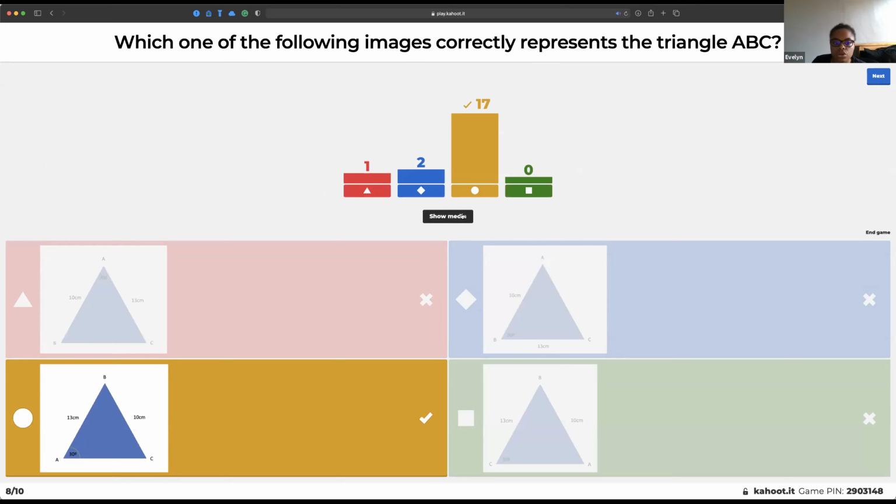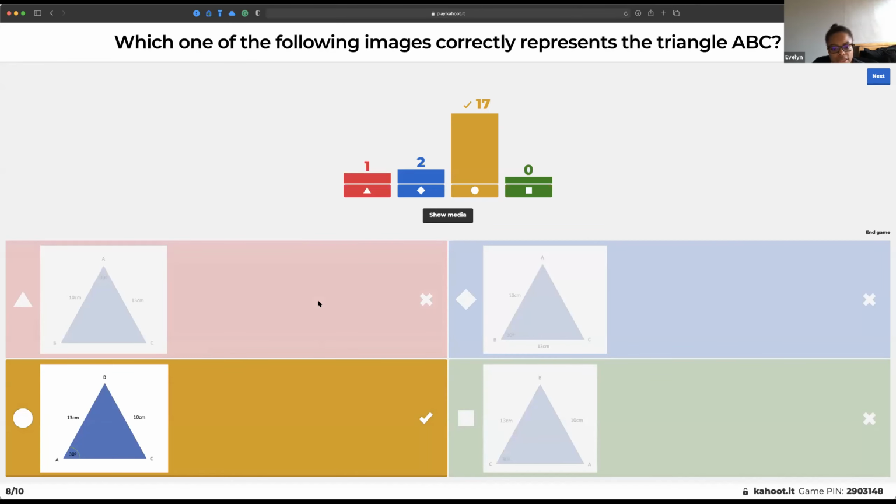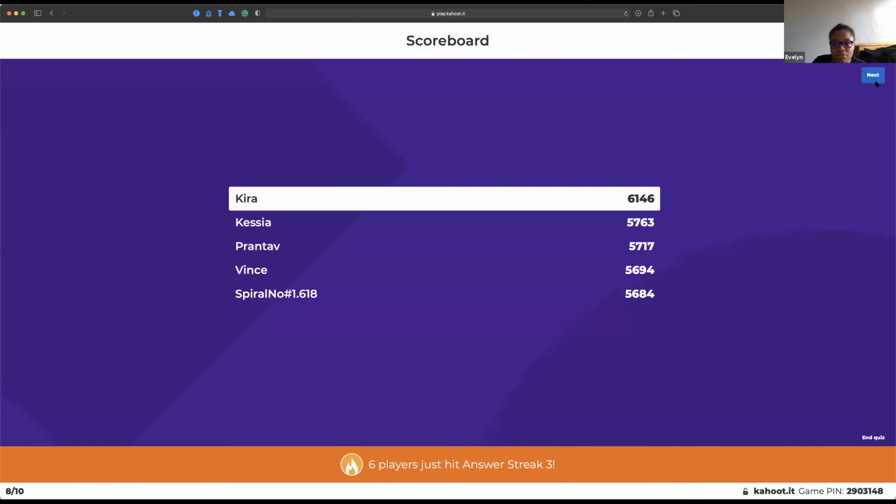Brilliant. Right. So really we want length AB to have 13 centimeters, length BC to have 10 centimeters, and angle BAC to have 30 degrees. So if you have a look, the only one that has all of those 3 properties and also in the right places on the triangle is the orange one. So brilliant. Well done. Well done, everyone. Well done to the top 5.